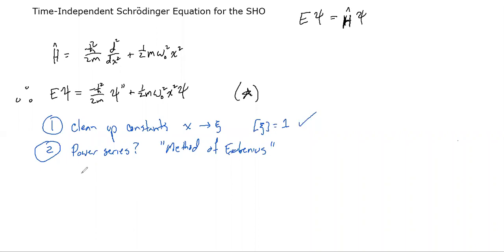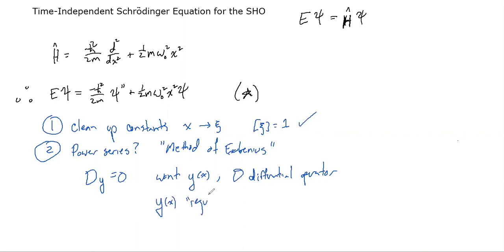So let's say that I have some differential operator acting on some function, and we can clean up star so that it looks like this. So, and we want y of x, right? So y is our unknown function of x, and D is some differential operator. And we know that y of x is so-called regular, which means the differential operator, it might have some function of x in it, that doesn't blow up, and we know that our function doesn't blow up either.